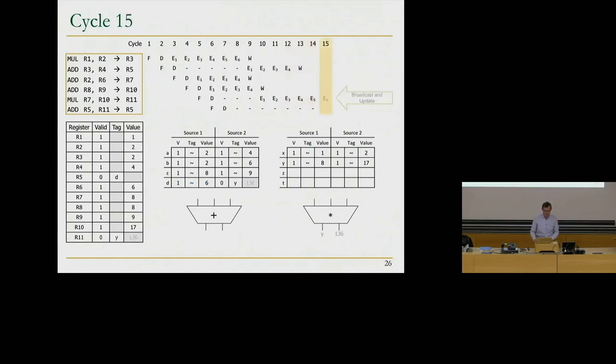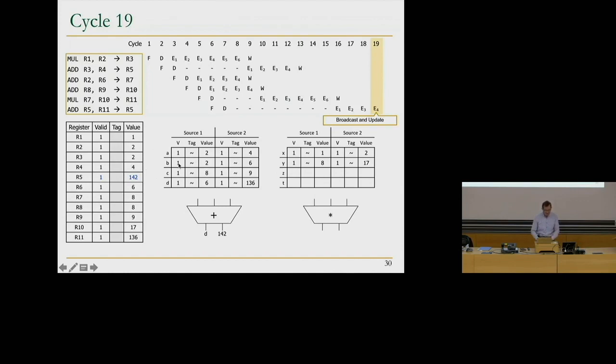And it will be this instruction over here, multiply. It produces the source by multiplying R7 and R10. That multiply is here. It broadcasts Y, and Y gets captured by R11, which is the destination. And it also gets captured by this reservation station entry. So I get 136 over here. And that's cycle 15. Now this instruction can start executing. And it's the last instruction to execute and finish. And that's how you get to cycle 19, when it broadcasts an update.